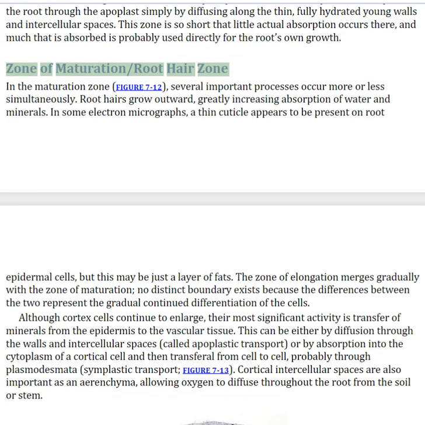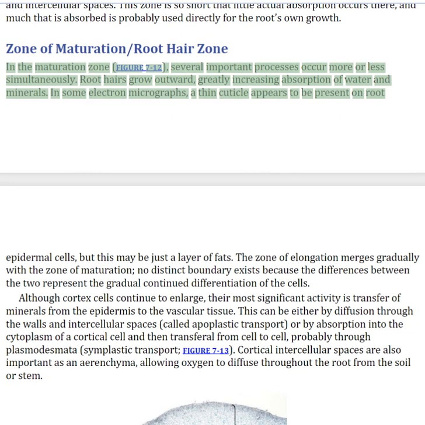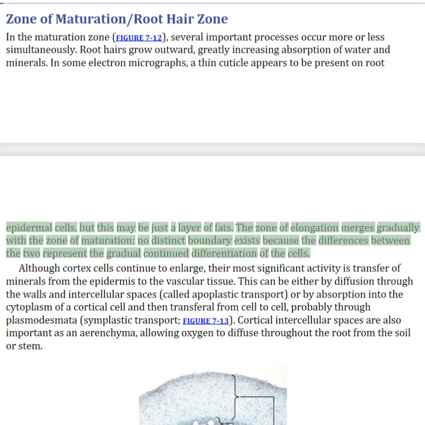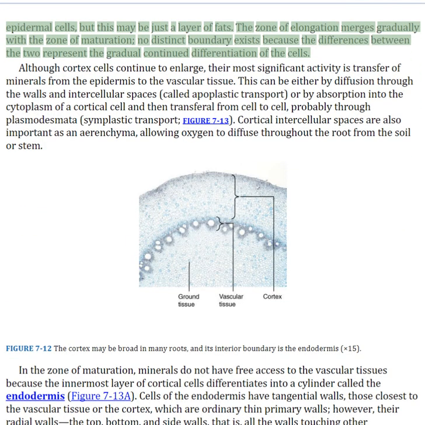Zone of maturation. Root hair zone. In the maturation zone, several important processes occur more or less simultaneously. Root hairs grow outward, greatly increasing absorption of water and minerals. In some electron micrographs, a thin cuticle appears to be present on root epidermal cells, but this may be just a layer of fats. The zone of elongation merges gradually with the zone of maturation.